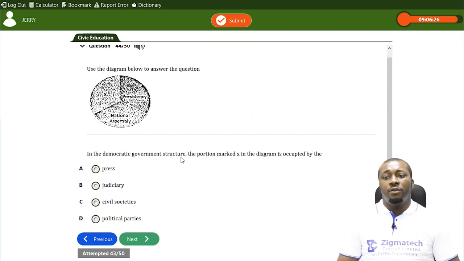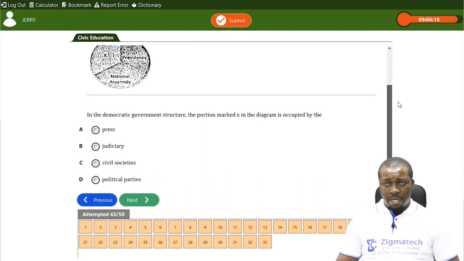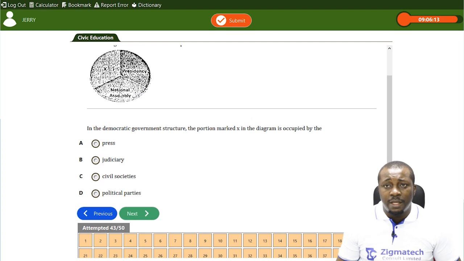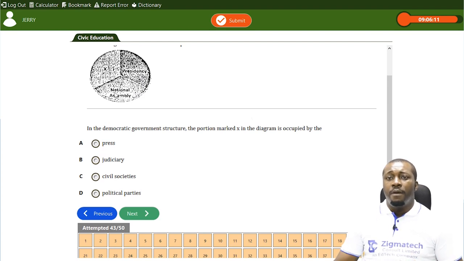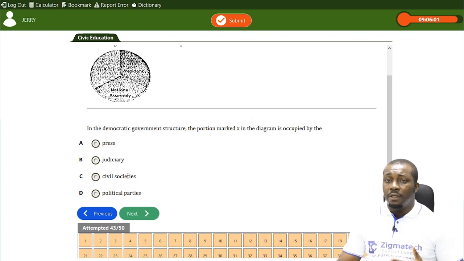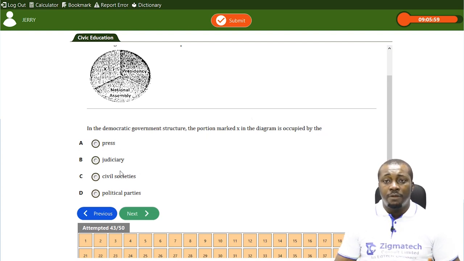Now, in a democratic structure, the portion marked S in the diagram is occupied by who? Of course, like I've said, we have seen the presidency, the executive, we have seen the National Assembly, the legislature. X will now be, is it the press? No. Is it the political parties? No. Is it civil societies, organizations that seek to protect human rights and good governance?